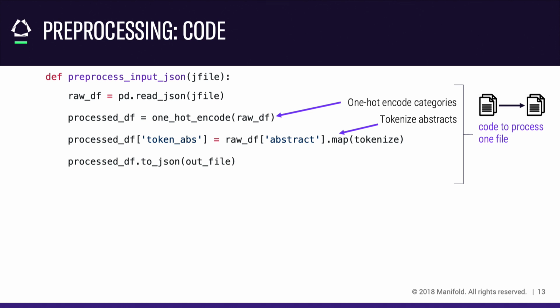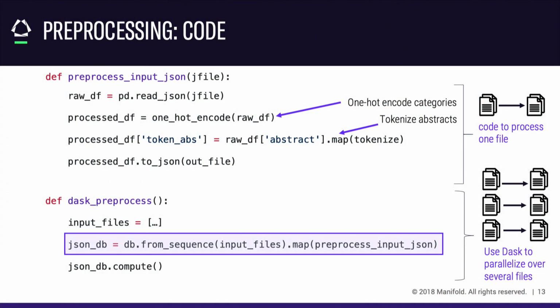This code is basically just, once we read in our JSON file into a pandas data frame, we use a one-hot encoding to create our process DF, and then we'll take the raw data frame's abstract column and use pandas map functionality to tokenize every abstract in the raw pandas data frame. And we'll assign this to the process data frame as our tokenized abstract. Finally, we write this to file. So this function reads in one raw JSON file and writes out one pre-processed JSON file.